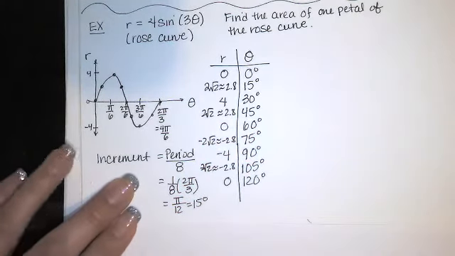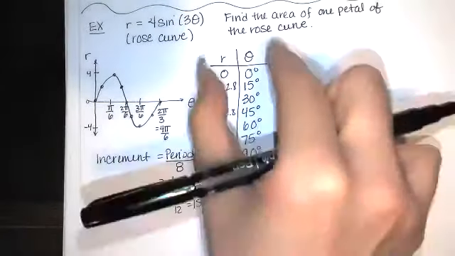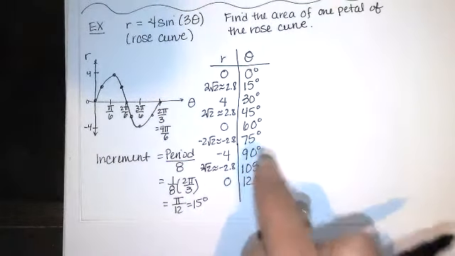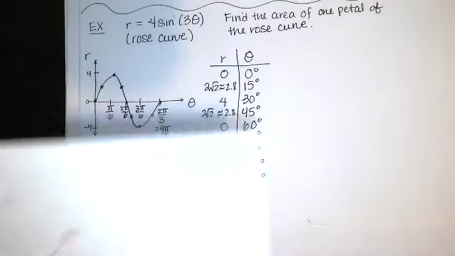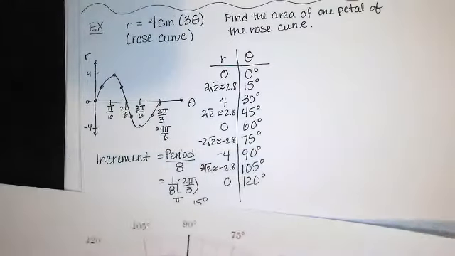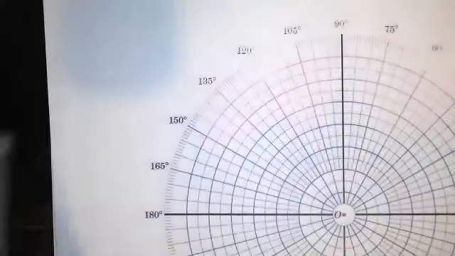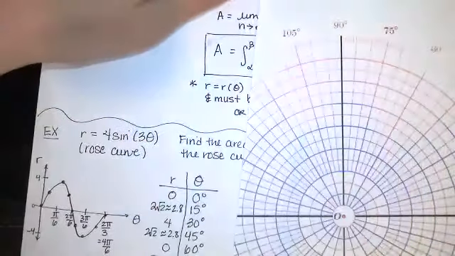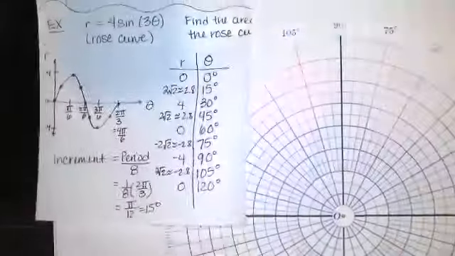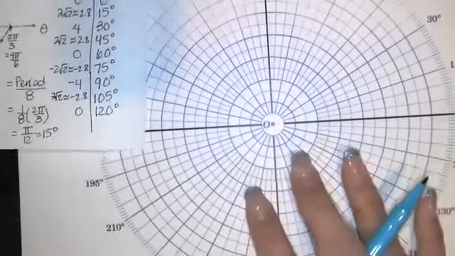Okay. So we drew this graph, we found the increment, and then we made this table of values. And now we're going to use this table of values to graph at least one of the petals of this rose curve. So I've got my table over here. Pretty much always need to graph before we find area. And we start at 0, 0.